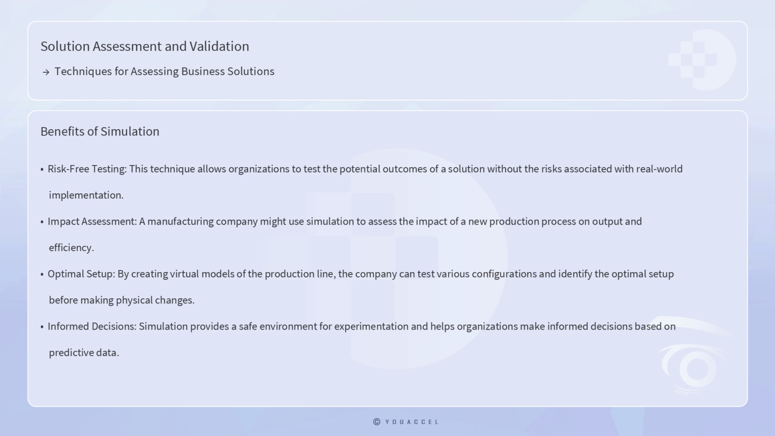For example, a manufacturing company might use simulation to assess the impact of a new production process on output and efficiency. By creating virtual models of the production line, the company can test various configurations and identify the optimal setup before making physical changes. Simulation provides a safe environment for experimentation and helps organizations make informed decisions based on predictive data.